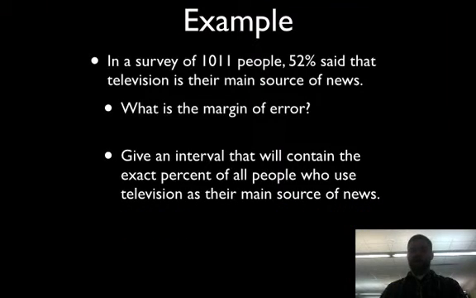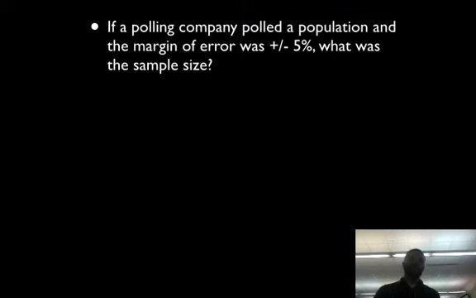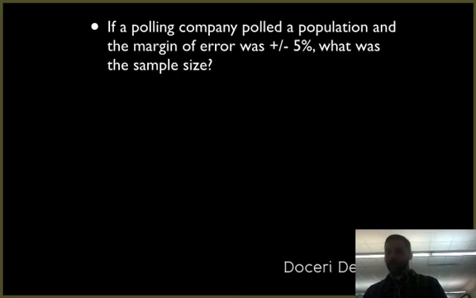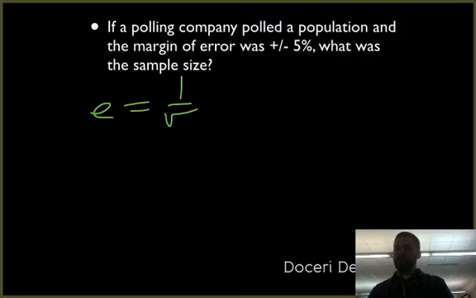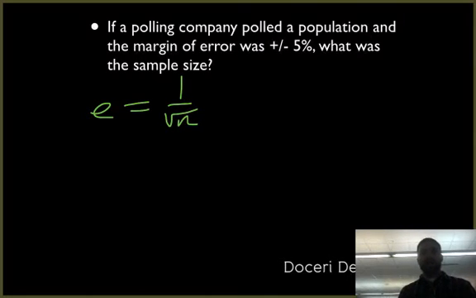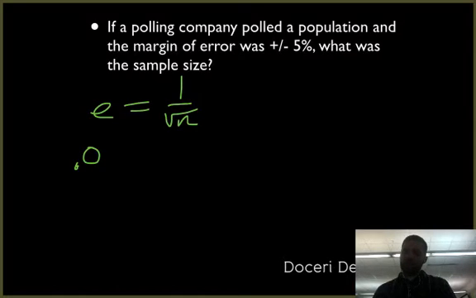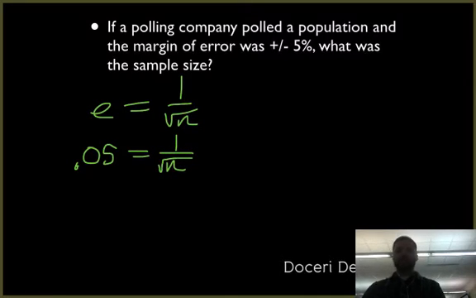All right, last example here. If a polling company polled a population and the margin of error was plus or minus 5%, what was the sample size? We're going to use that same formula, where E for error is equal to 1 over the square root of n, and now I want to figure out what n is. My error is 5%. Instead of putting 5 in, though, I always use the decimal. So I've got 0.05 is equal to 1 over the square root of n. The first thing I'm going to do is get rid of that square root because I don't like dealing with square roots.